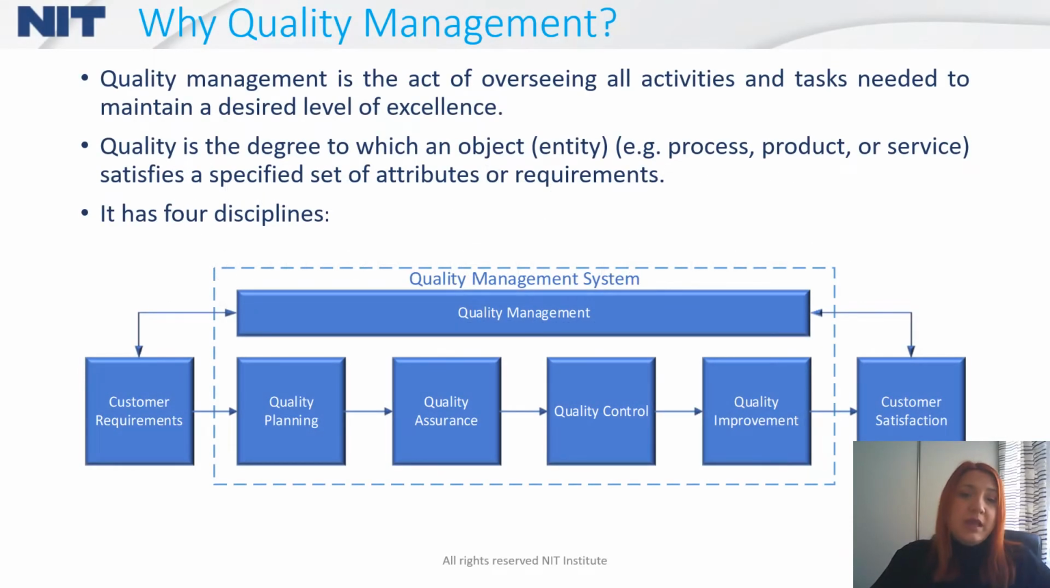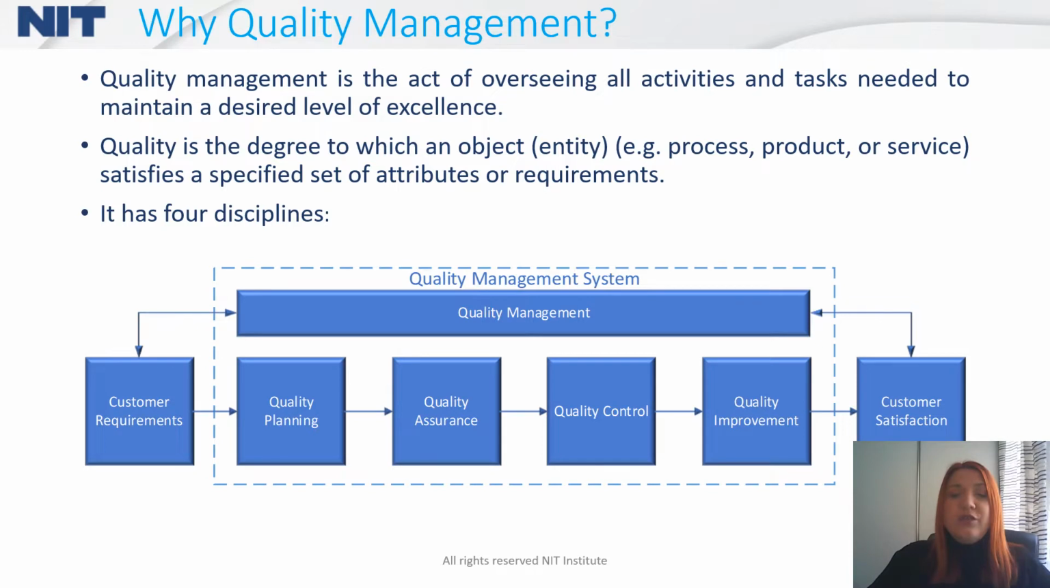To continue with the lecture, the first task is to explain what quality is and why we need it. Quality management is the framework of how we perceive our activities, steps, and tasks, which are needed to contribute to a desired level of excellence. This includes all interconnections between separate processes. We can also say that quality management is the degree to which some entity, like a product or service or some process, satisfies a specific set of requirements.